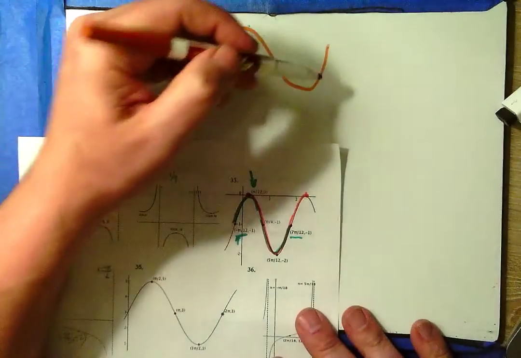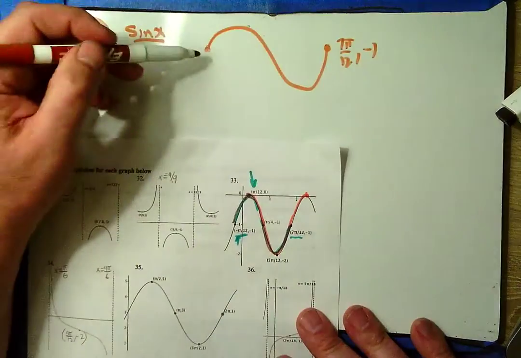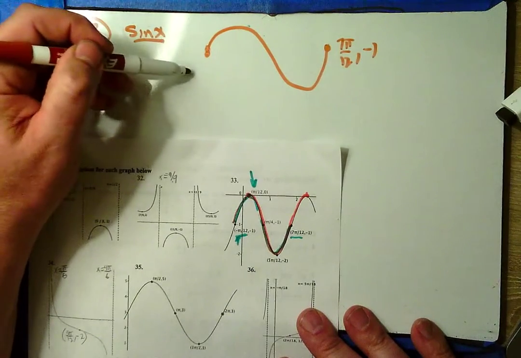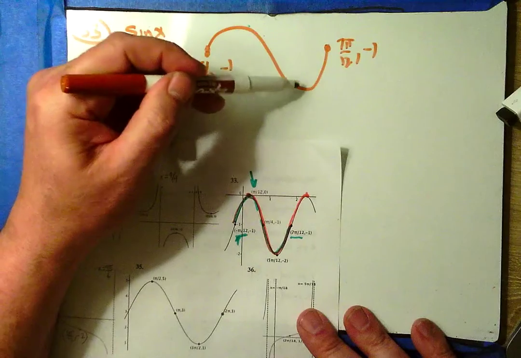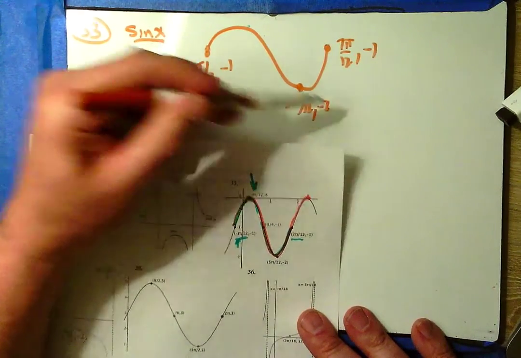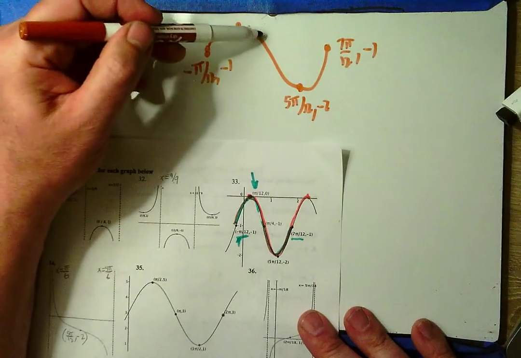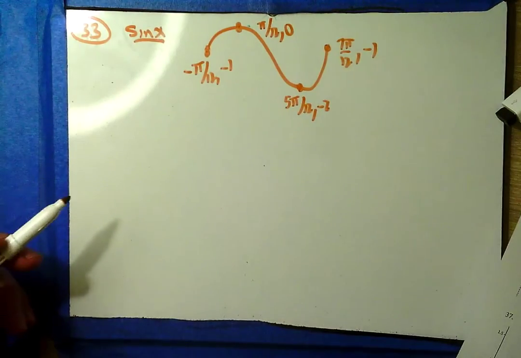Okay, so we're going to end at 7 pi over 12, negative 1. We're going to start at negative pi over 12, comma, negative 1. And our low point, 5 pi over 12, negative 2. And our high point, pi over 12, 0. All right, so let's see.